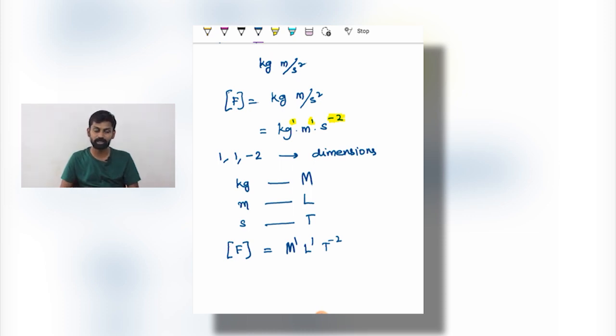So, how do we define a dimension? Dimensions are the powers or exponents to which the fundamental quantities are to be raised to express a derived quantity. Those powers or exponents are called dimensions, whereas the relation between them is called the dimensional formula. This is the example.